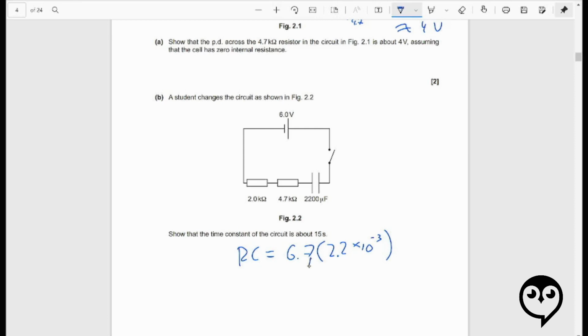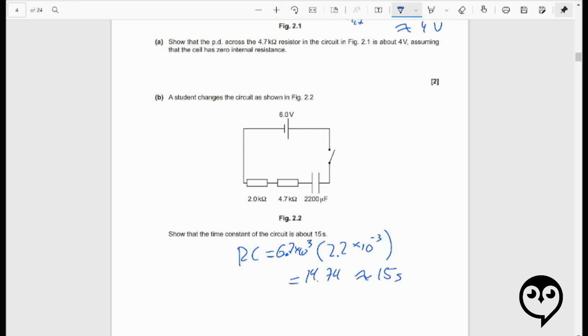And this is kilo ohms. So that's 6.7 times 10 to the 3, so those exponent bits will cancel out. 6.7 times 2.2 gives us 14.47, which is approximately 15 seconds.